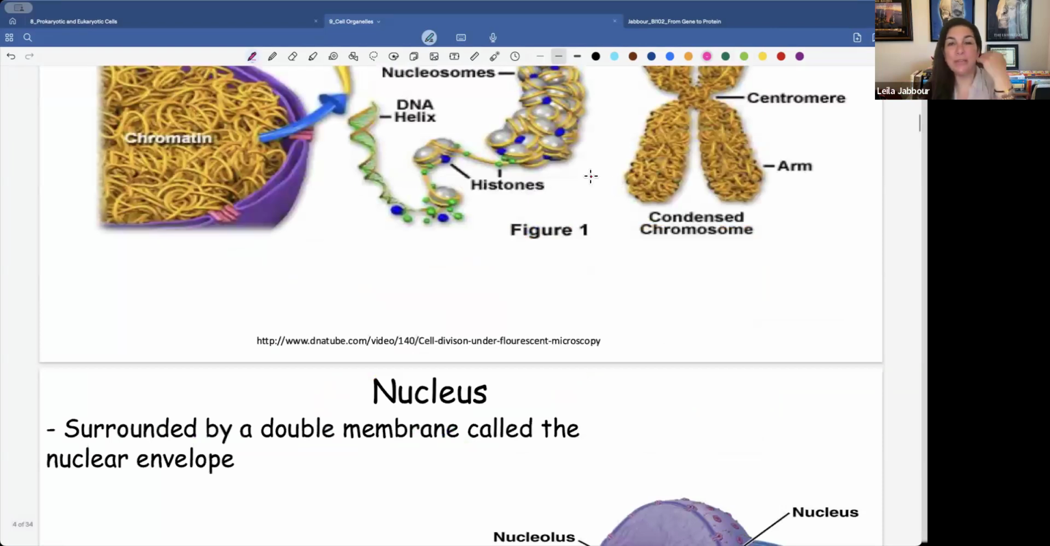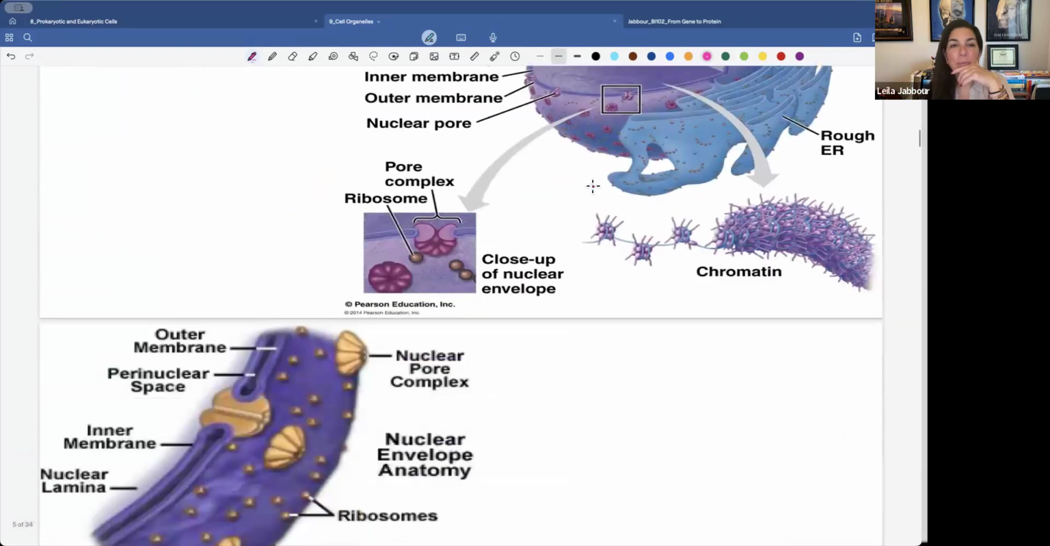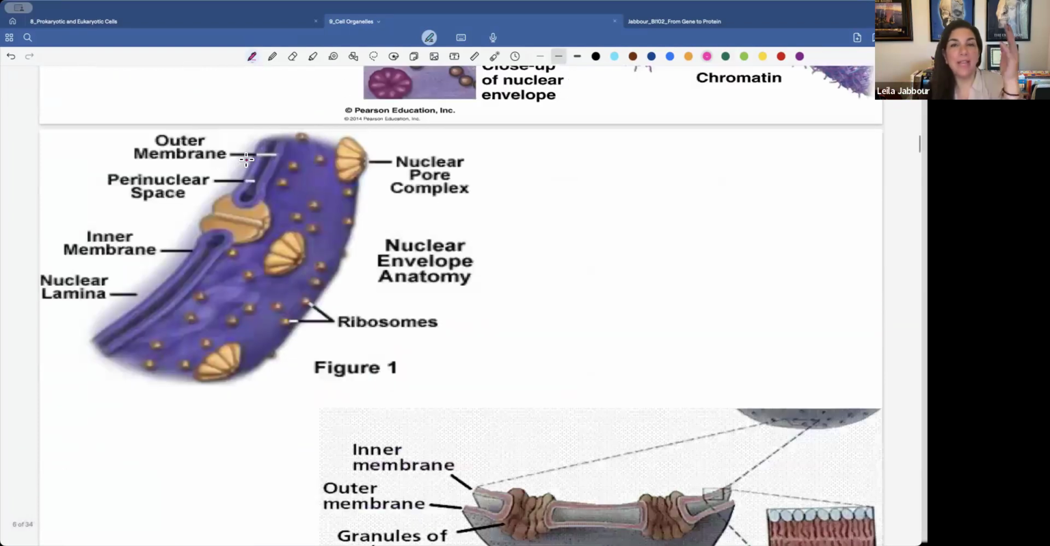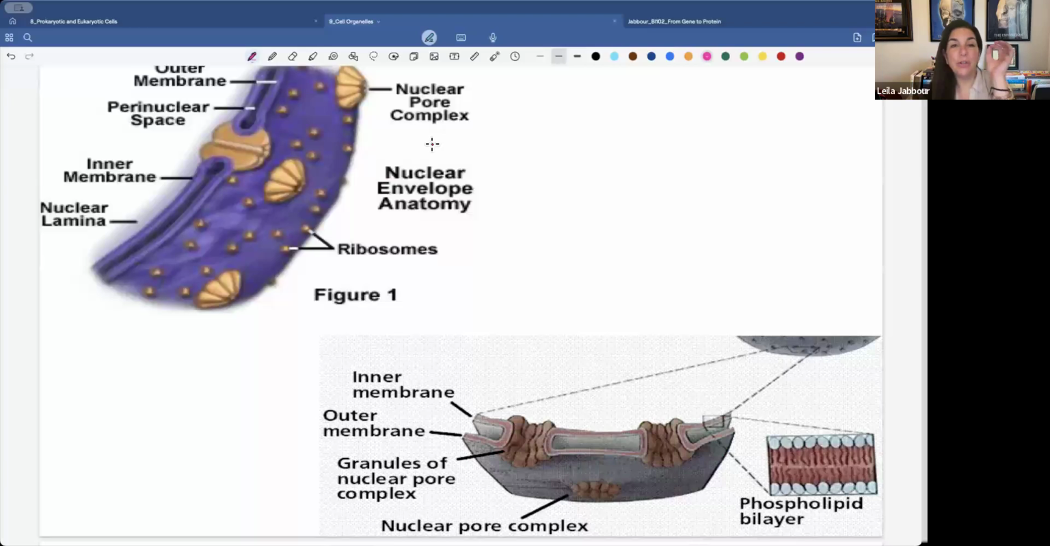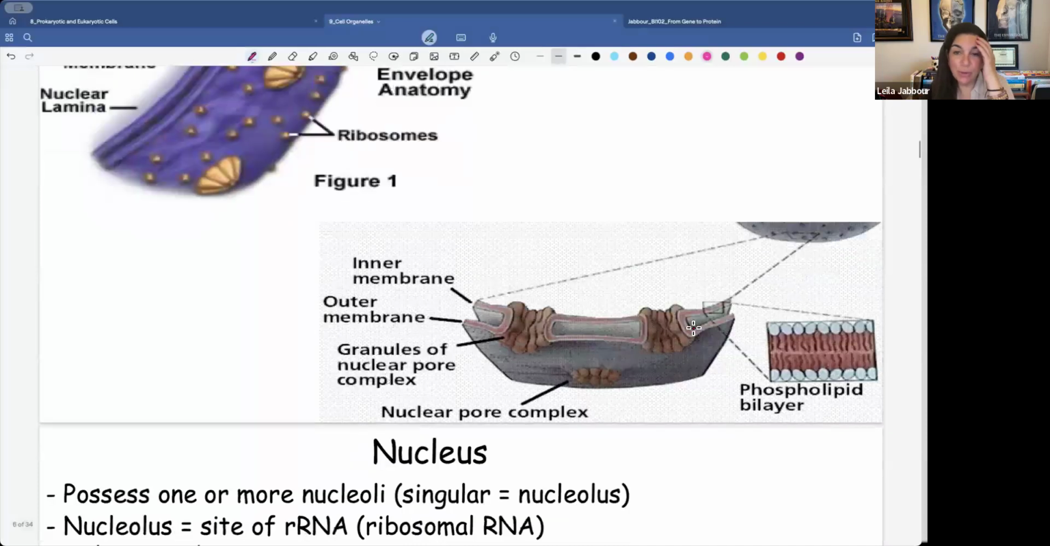All right, so the nucleus is surrounded by this double membrane. I already told you about that, called the nuclear envelope. And if you look closely, the nuclear pores are basically passages for, for example, the RNA to come out. This diagram shows how the membrane is actually a double membrane that folds inwards, and then you have the pores, and it basically keeps everything together.